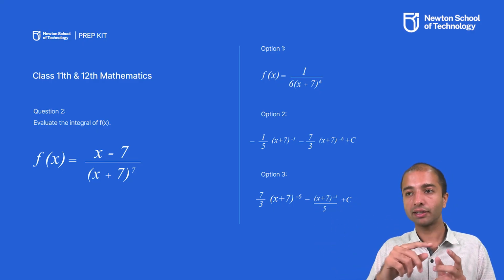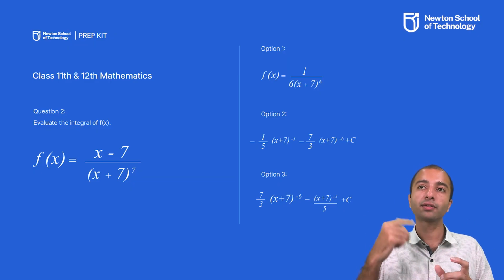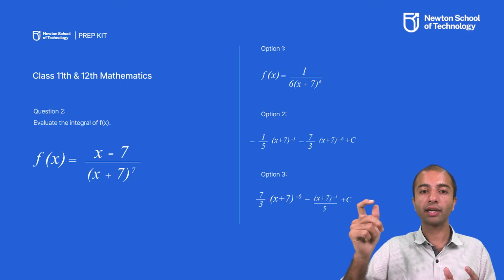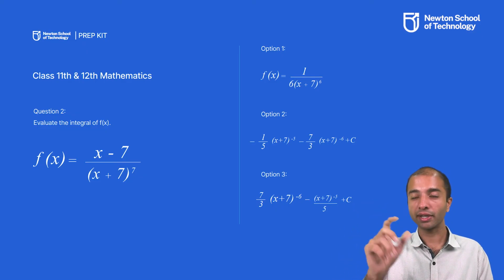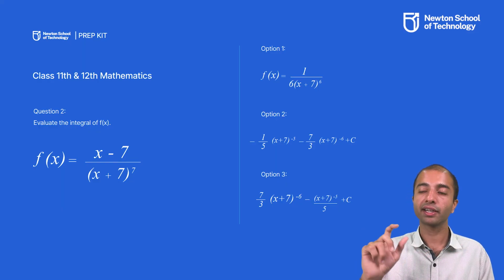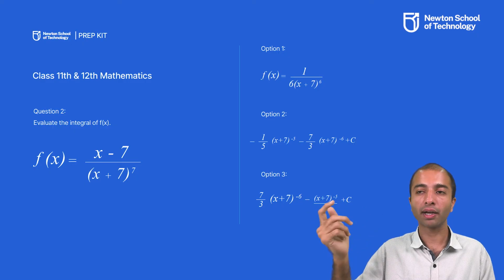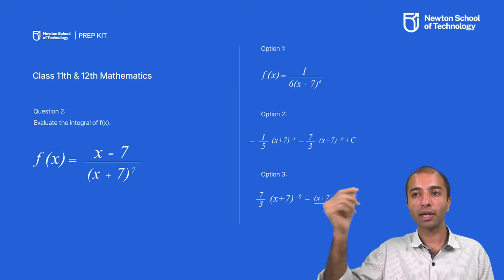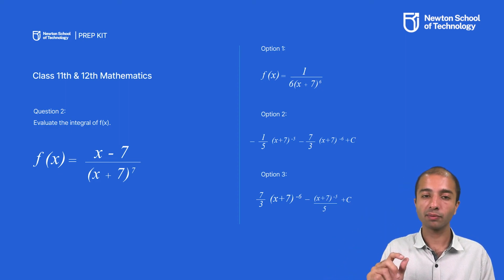Now let us integrate them individually. For the first term, x plus 7 raised to minus 6, the integration comes out to be x plus 7 raised to minus 5 upon minus 5. And for the second term, we can pull 14 out of the integration. We just need to integrate x plus 7 raised to minus 7. When we integrate it, it comes out to be x plus 7 raised to minus 6 upon minus 6. Minus 14 upon minus 6 is 7 by 3.